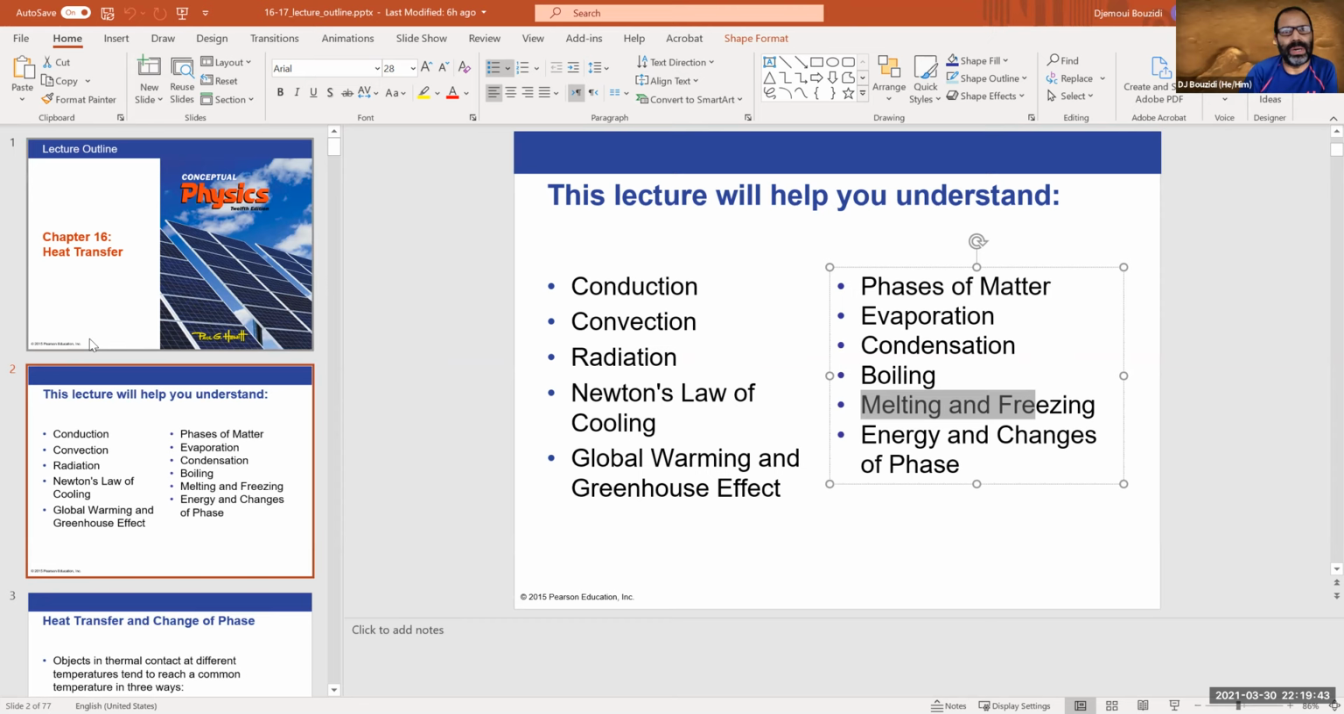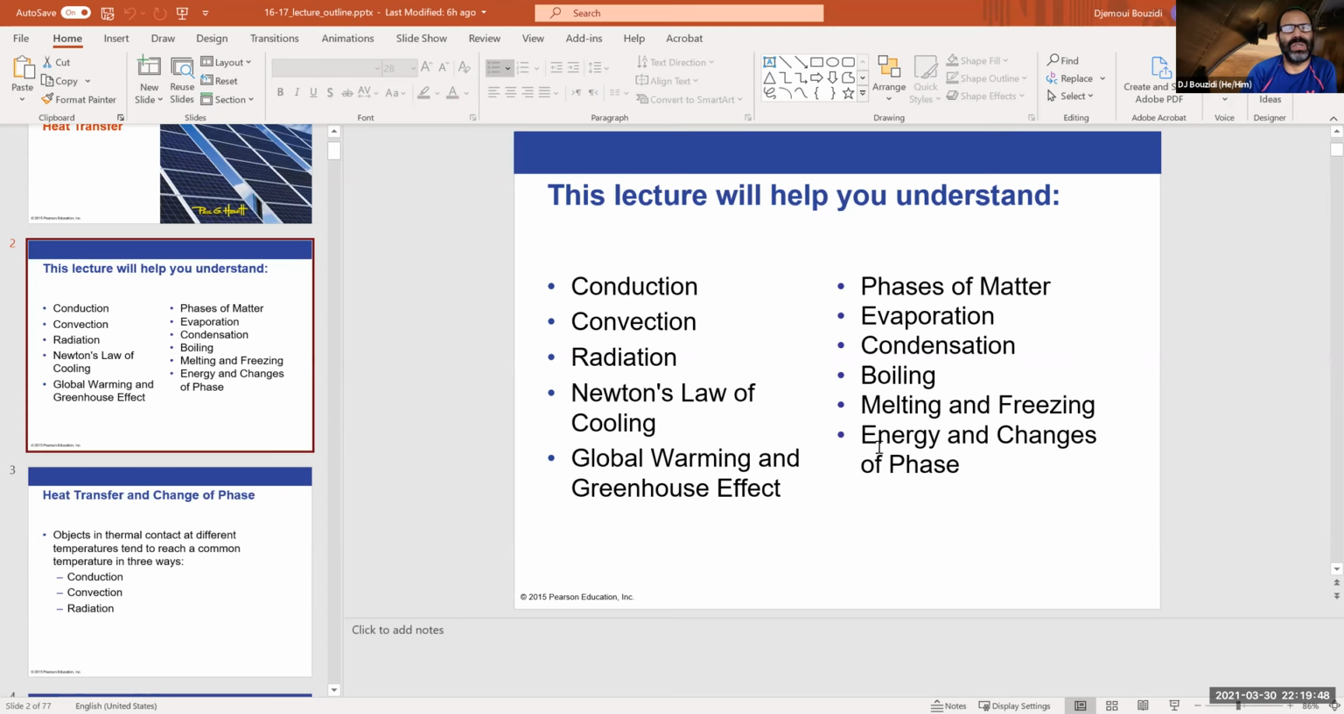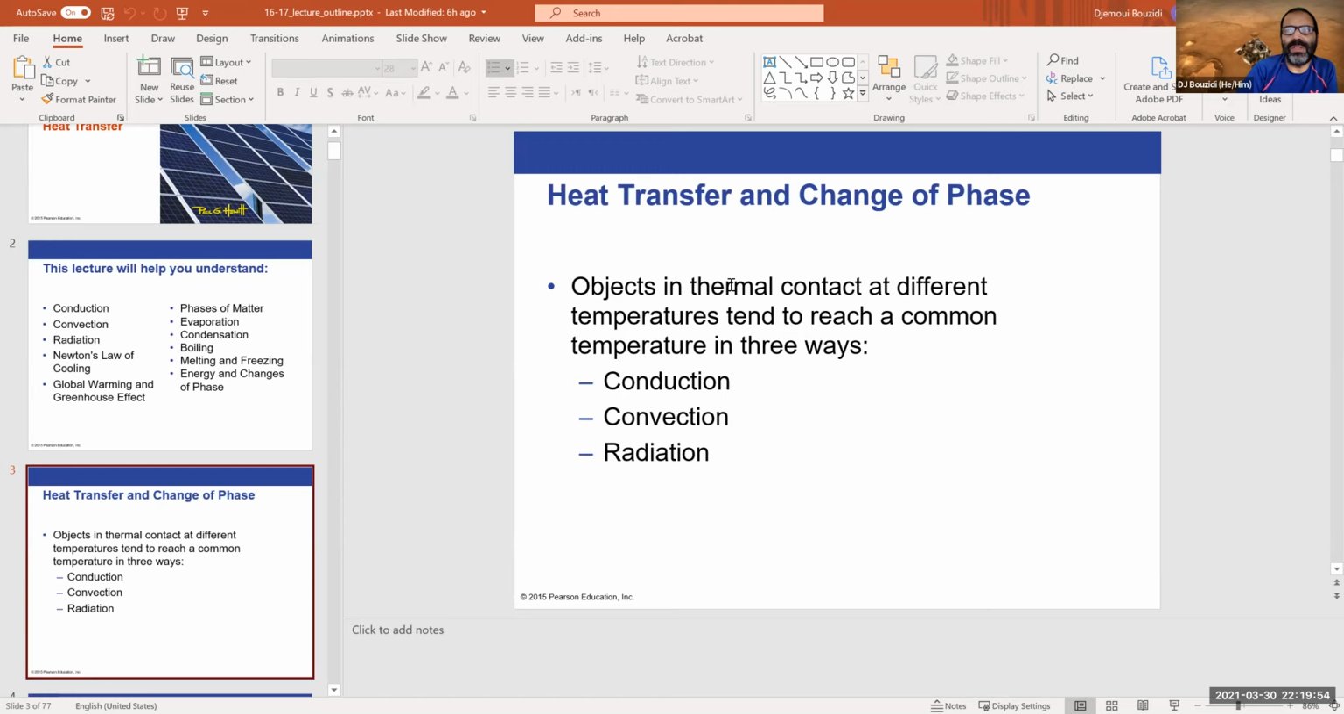So that is basically how we get rid of energy, I should say, not heat. Heat is just one way, one form of energy. Okay. Objects in thermal contact at different temperatures tend to reach a common temperature in three ways.